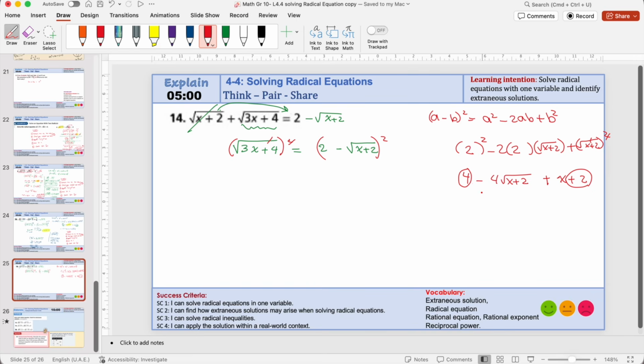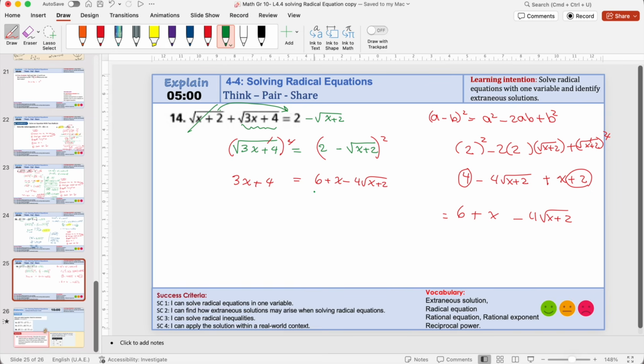So these together are going to be 6, and then I put the x next to it, minus 4 root of x plus 2. See, that's the answer. So I'll write it here. So 6 plus x minus 4 root of x plus 2 equals, here the root got cancelled, so it's only 3x plus 4. This whole thing should be green, but never mind.